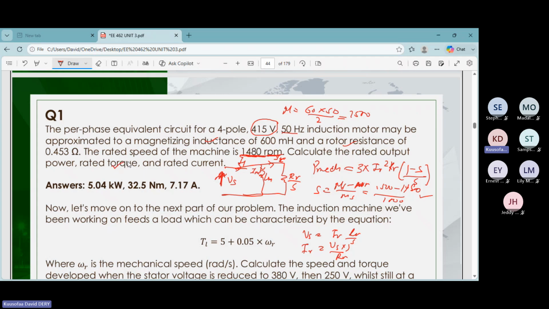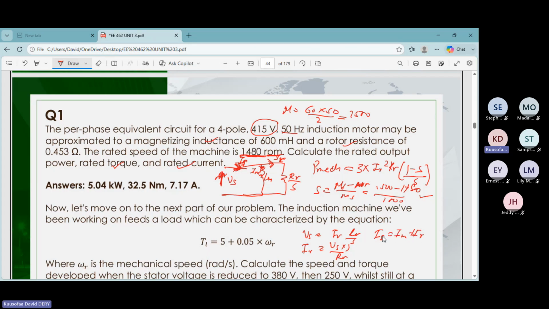And then we divide the rated mechanical output by the speed in radians per second, and that gives us the torque. And then the rated current is the current from the supply, which is given by, let's say, IS. So this current is what we are interested in. We know IR, so we need to calculate IM. But because IM is an inductor, the IS is going to be the vector sum of what? IM and then IR. So IS will be the vector sum of IM plus IR.